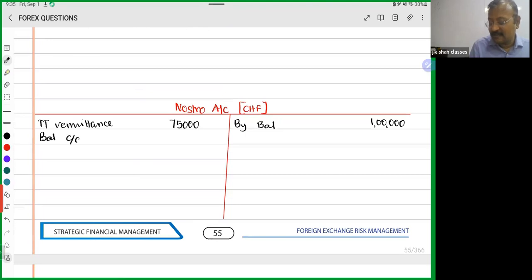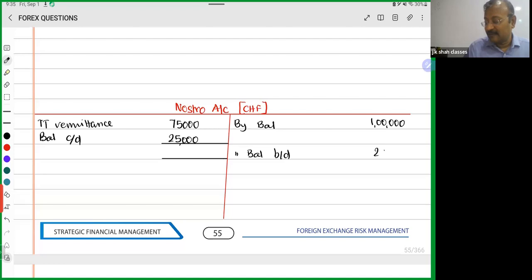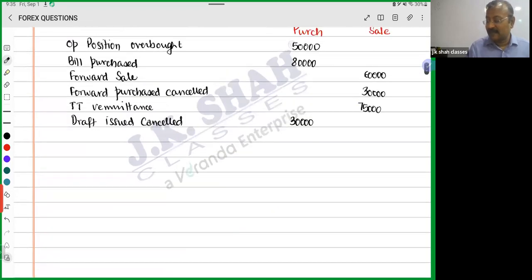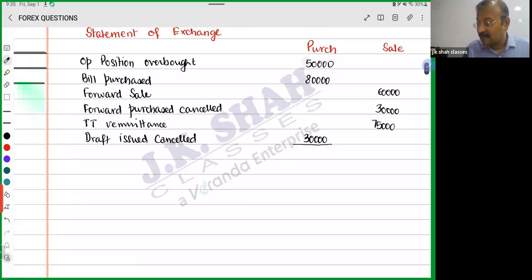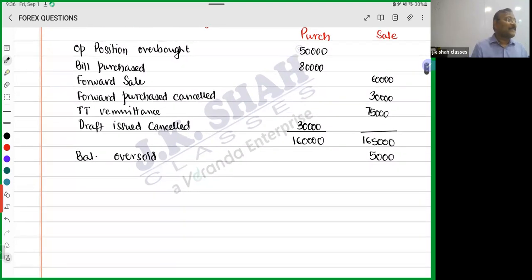This balance is 25. Nostro account balance. Why balance brought down? 25. And what is the balance here? 160 and 165, which means the balance right now is oversold. And because it's oversold, I'm just writing it here. Okay. Now what would you do?